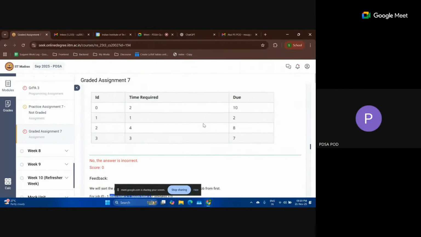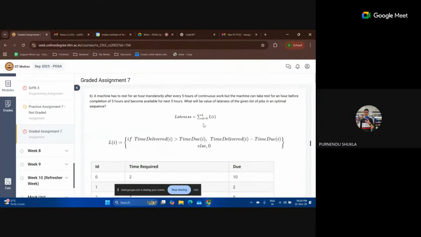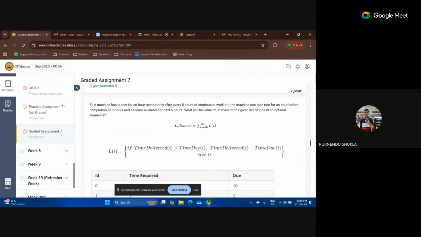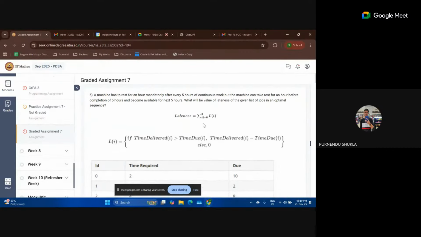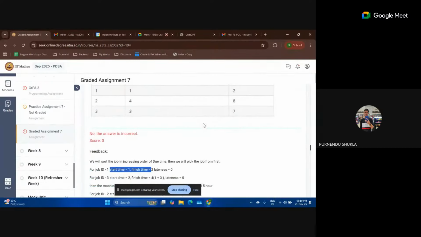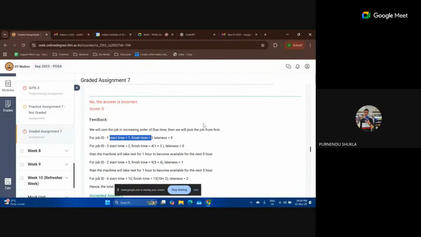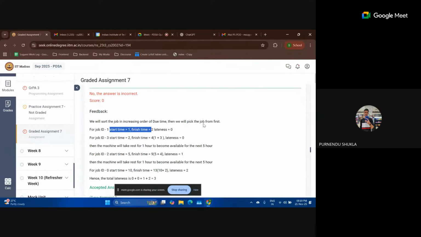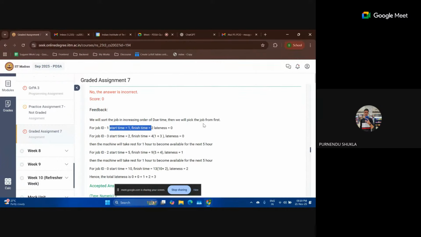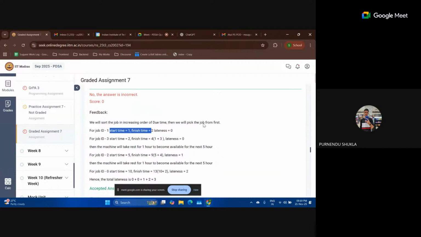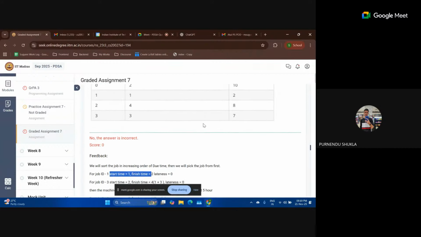Here we are given two choices. Like the machine can directly run for 5 hours, and then it has to stop for say 1 hour, and then again it will start, right? Or another thing is before 5 hours, before completing the 5 hours. If the finish time is before completing the 5 hours, then there will be no lateness. So that was one of the questions which was asked earlier also in one of the sessions.